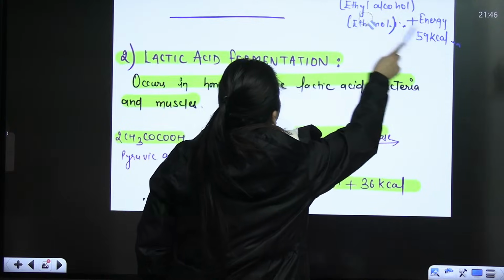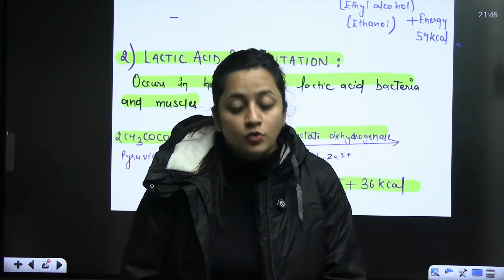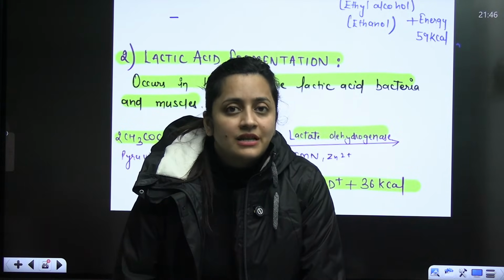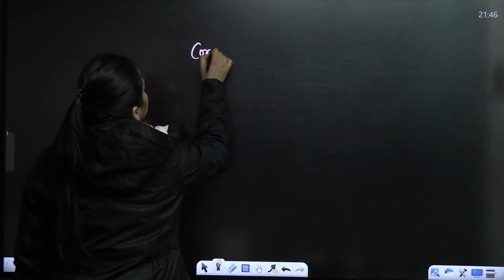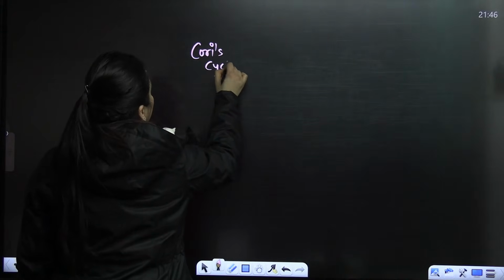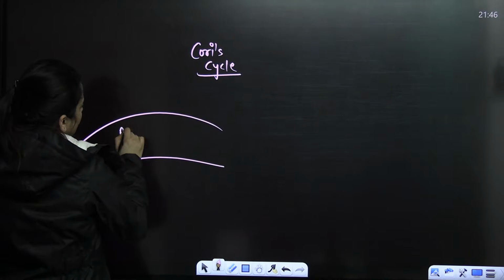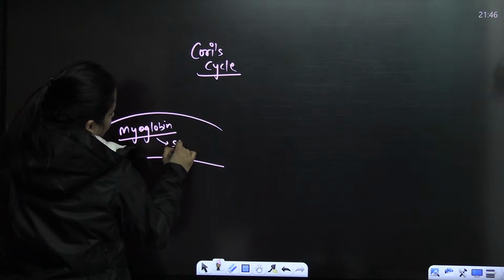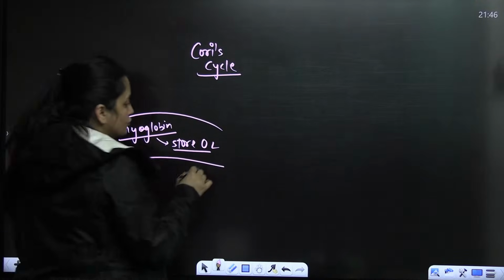Whenever we do exercise and our muscles are not toned, there will be an accumulation of lactic acid. Let me explain this. In our own body there is something known as the Cori's cycle. Muscles have the pigment myoglobin, a tertiary protein that stores oxygen. It doesn't transport oxygen, it stores oxygen.